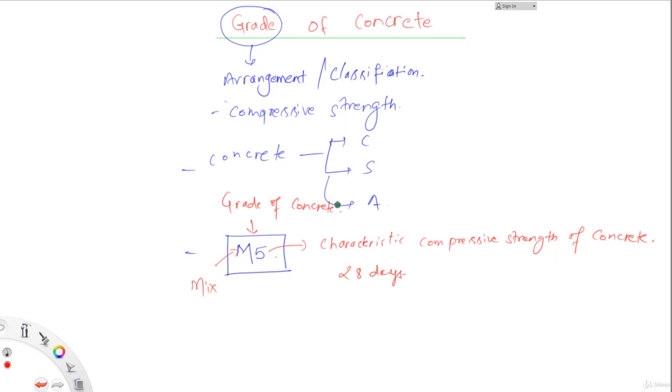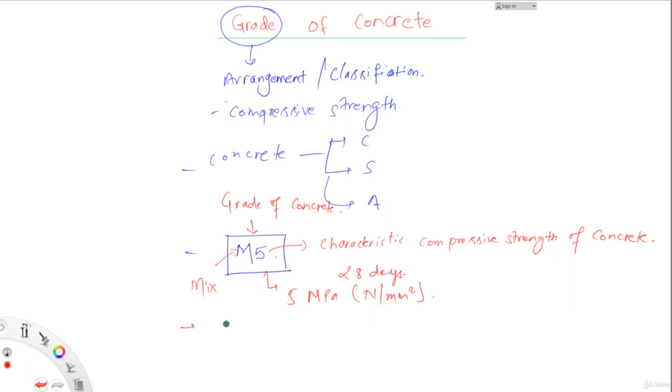So how much strength does this have? This grade of concrete has 5 megapascal, that is 5 Newton per mm square, compressive strength in 28 days. That is M5, simple.